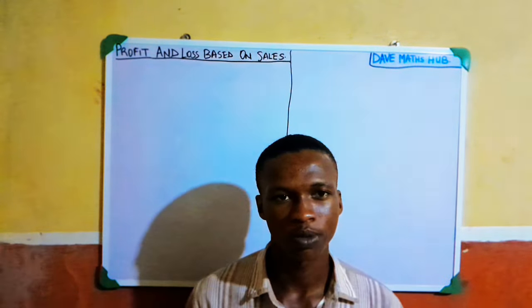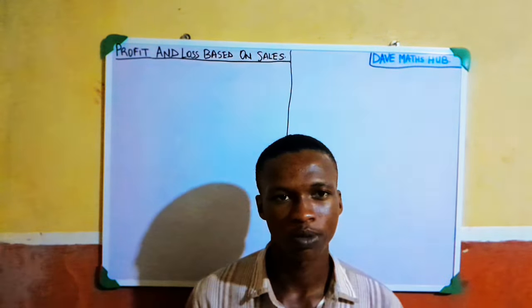Now, profit percentage is equal to selling price minus cost price over cost price times 100 over 1. This is if you are looking for profit percentage, while loss percentage is equal to cost price minus selling price over cost price times 100 over 1. So let us look into some questions.